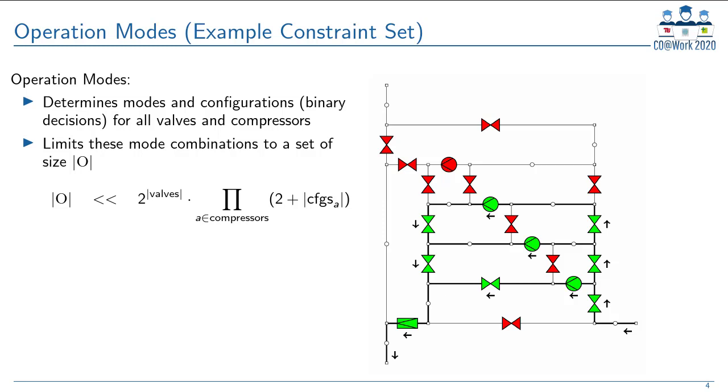The size of this set is drastically reduced for many reasons. Here's some examples of why. For instance, some valves cannot be opened at the same time as other valves. Another obvious scenario would be that a compressor station that is active cannot be surrounded by all closed valves. On the right-hand side of these slides, you'll see different examples of operation modes.